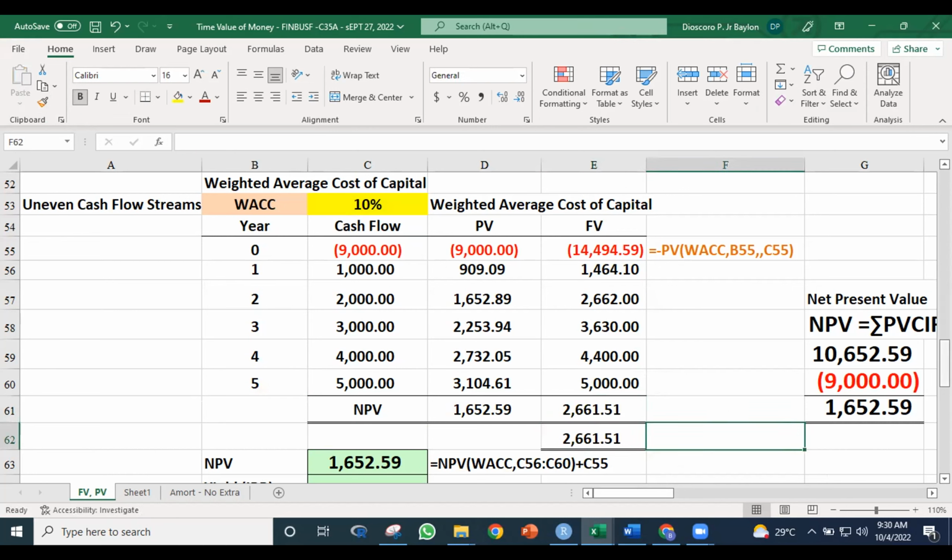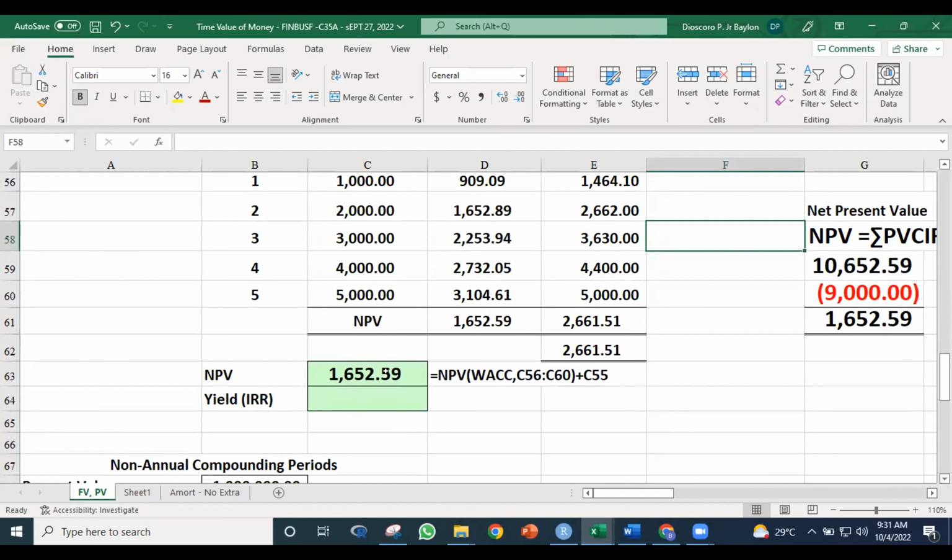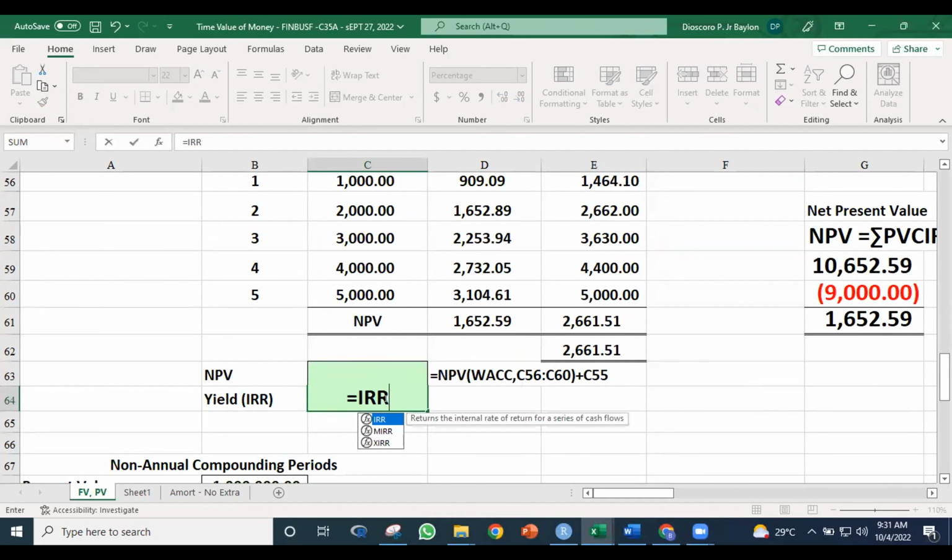Okay, so these are now your equivalent cash flows. This whole cash flow is equivalent to 1652.59 now, which is also equivalent to 2661.51 after 5 years. Okay, so I hope you get the meaning of this. And we also said that if the net present value is positive, then the project is feasible. And another way to look at it is your IRR.